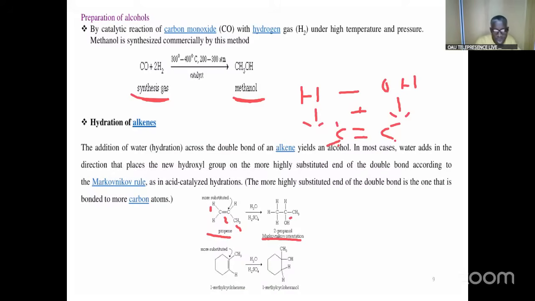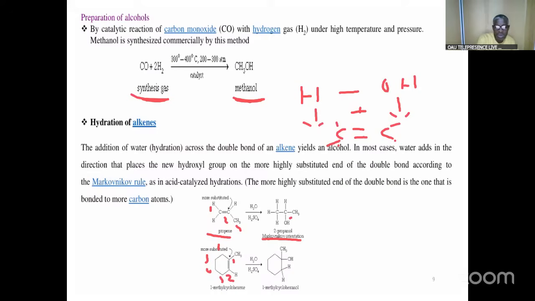1-methyl cyclohexene. So here, for this cyclohexene, this is carbon 1, and the one down is carbon 2. This is 3 and 4 and 5 and 6. Now, hydration of this, the OH goes to the highly substituted carbon. I'm sure you know that there is another hydrogen here on carbon 1.